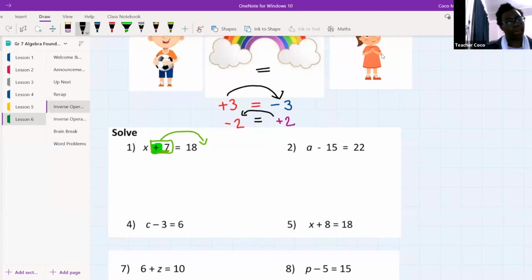So what's going to happen is I'm going to have x sitting on its own on this side. And I'm going to have x is equal to 18, which was there to begin with anyway, so I'm going to leave it there, minus 7. And guys in the chat, can you tell me what is 18 minus 7? Sally says 11, Bongikosi says 11, Buche and Monde.